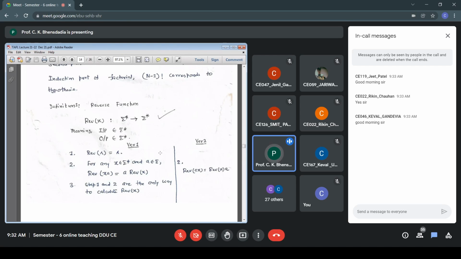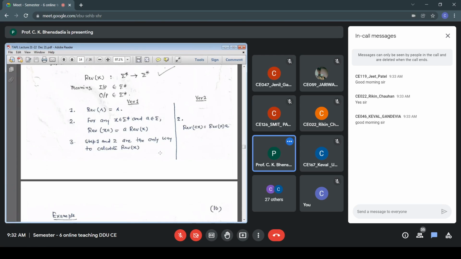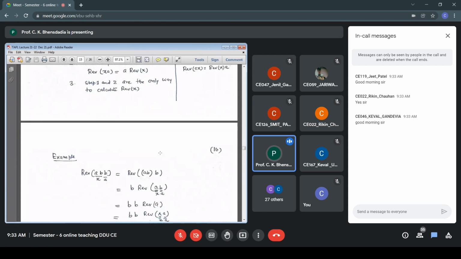So both the things are fine. Both the definitions are correct. In fact, both the definitions are equivalent. We can formally prove that also. We will not be doing it, but it can be formally proved that both the definitions are equivalent. Formal proof for that is also possible. Fine. So with that note, we move to the next recursive definition.